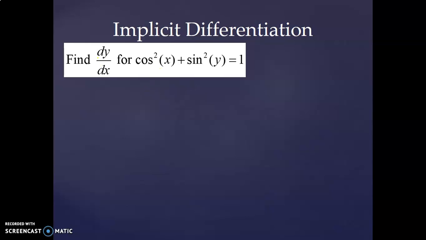Okay. Next one, find dy/dx for cosine squared of x plus sine squared of y equals 1. Notice that we have different variables on the inside of each of these. So I'm going to rewrite cosine squared of x as (cosine of x) squared, plus same thing for the sine squared of y, (sine of y) squared, equals 1. I have not taken the derivative yet, I've just rewritten it. A lot of students make fewer mistakes if they rewrite this type of function like this.